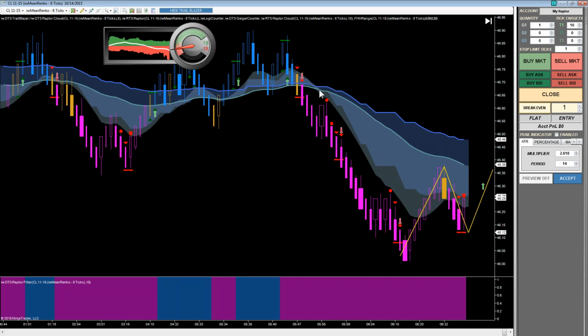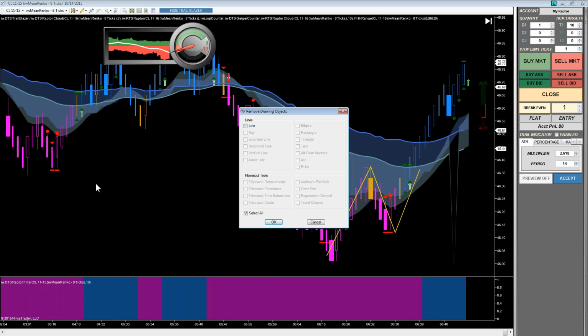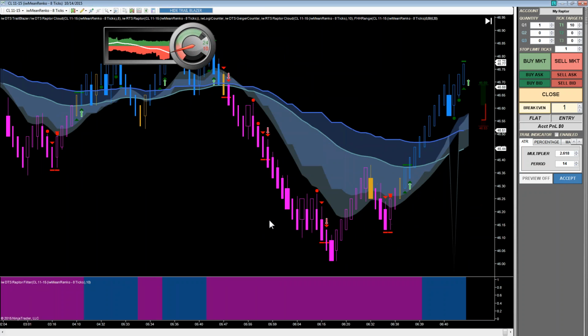Did get a trend change signal and a cloud crossover right here. Again, just right about this morning's open. So there was your signal on the Raptor for crude oil. So it looks like crude is giving us some pretty good follow through on all our tools at the moment, which is good to see.